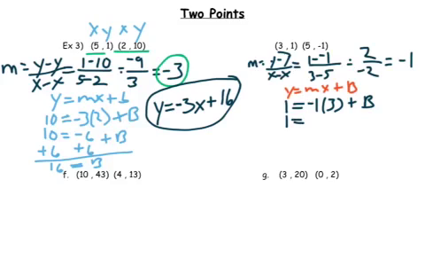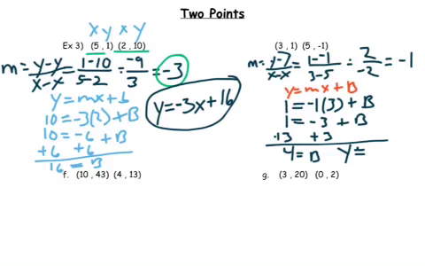Do your math. 1 equals negative 3 plus b. Add 3 to both sides. 4 equals b. So again, I have my m, I have my b. I'm good to go. Write my equation. Y equals negative 1x plus 4. Okay, so go ahead and try F and G. I will write down the answers at the 10-minute mark.